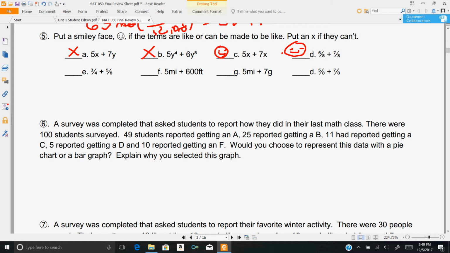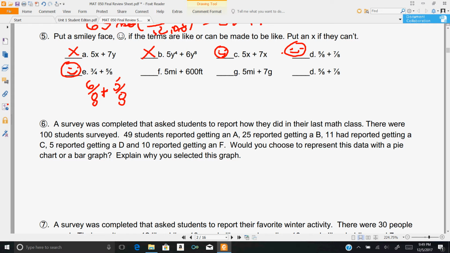3/4 and 5/8. They're not like, but we can make them like. I can change the 3/4, multiply the numerator and the denominator by 2. I get 6/8 plus 5/8, and that would be 11/8. So I can combine those. So I put a smiley face.